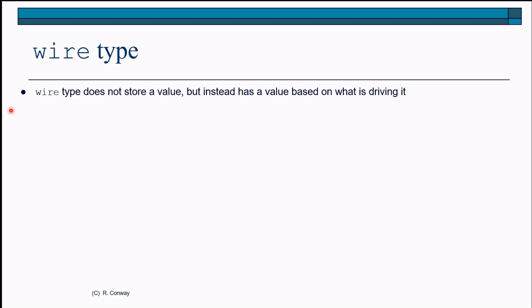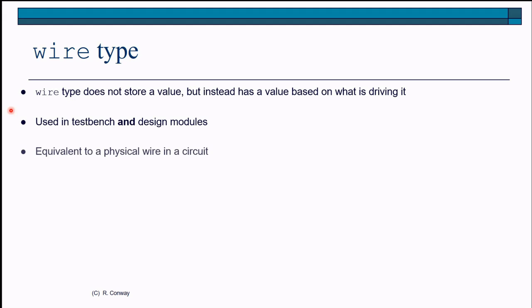Unlike the reg type, a wire type does not allow us to store a value, but instead has a value based on what is driving it. It's used in test benches and design modules. And a good way to think about a wire in Verilog is to consider it as a physical wire in a real circuit. This now makes it easier for us to understand what we mean when we say a wire type does not store a value, but instead has a value based on what's driving it. It's only when something is driving it does it actually have a value. And that's the same idea in Verilog. It's only when we drive a value onto the wire does the wire actually hold a value.